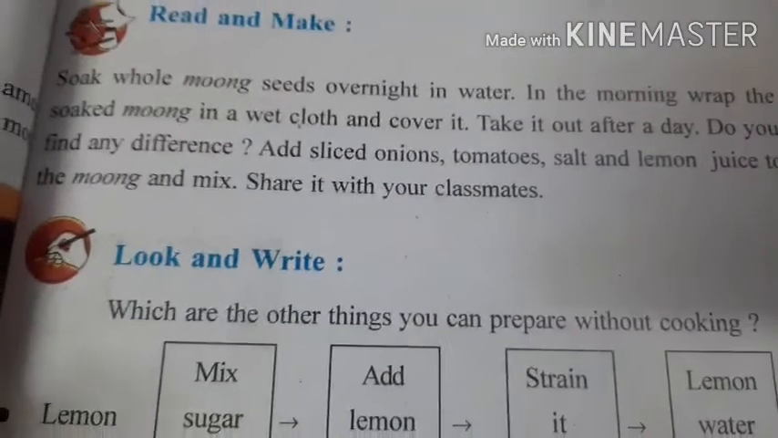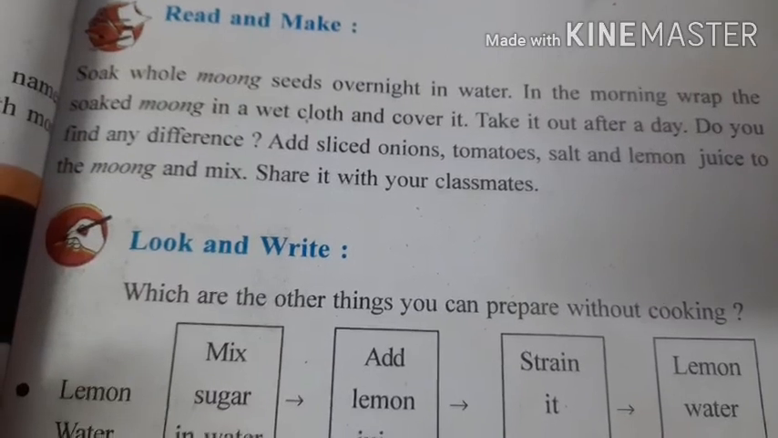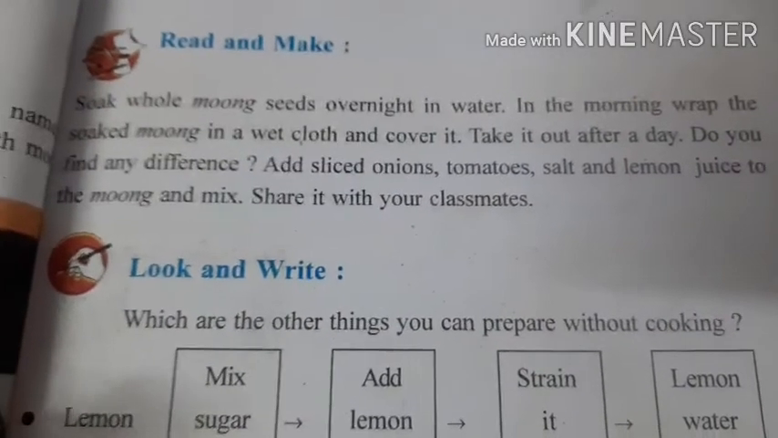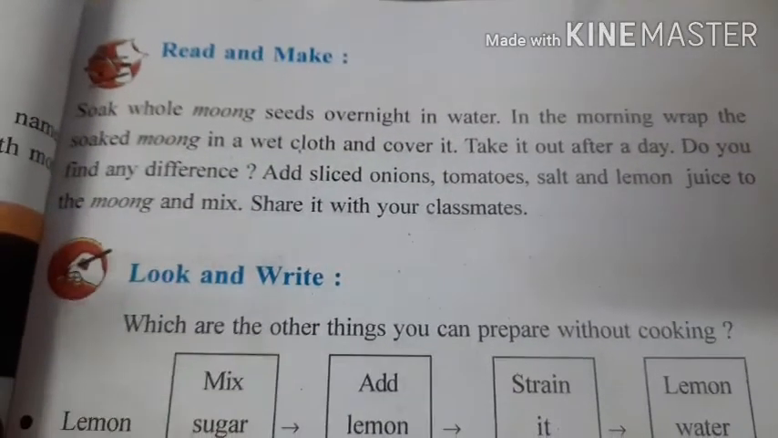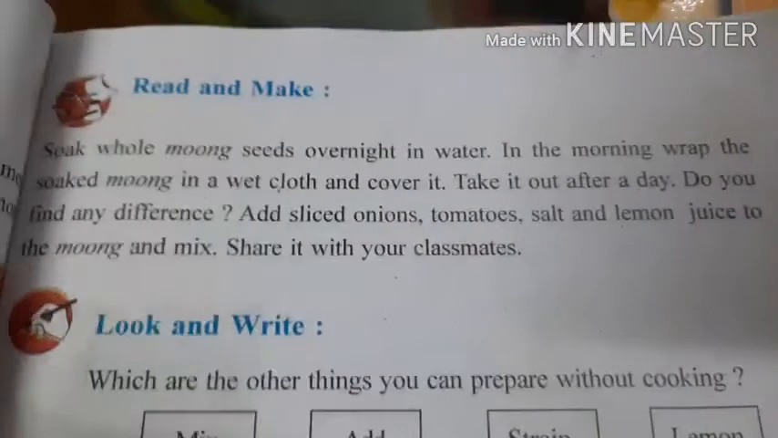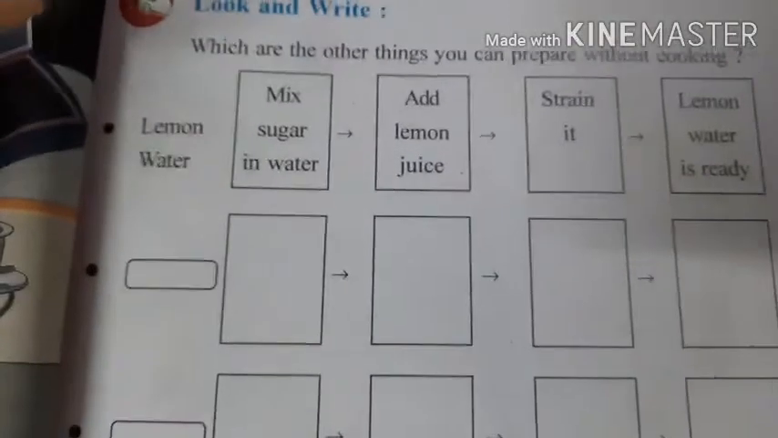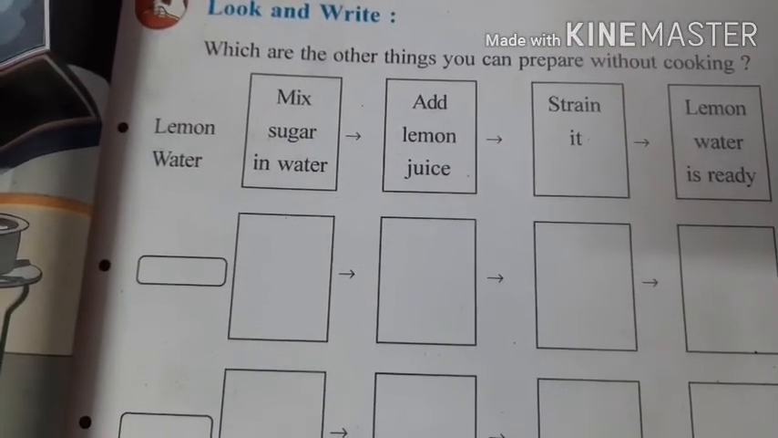And then now what is written? Add sliced onions, tomatoes, salt and lemon juice to the moong and mix and share it with your classmates. But you will not be able to share now, so you can have it as a breakfast. Okay, you are going to do it and you're going to click a picture and send it to me. Then look and write. Which are the other things you can prepare without cooking?